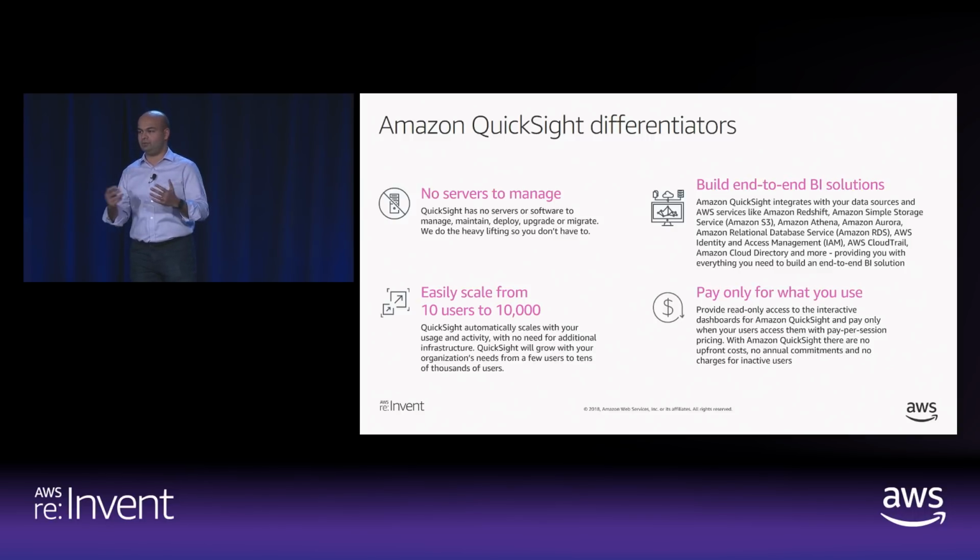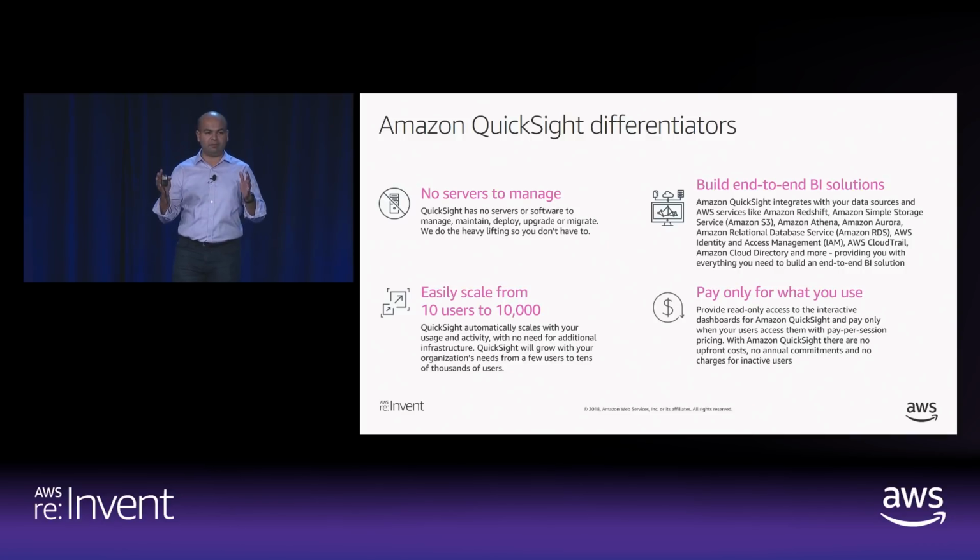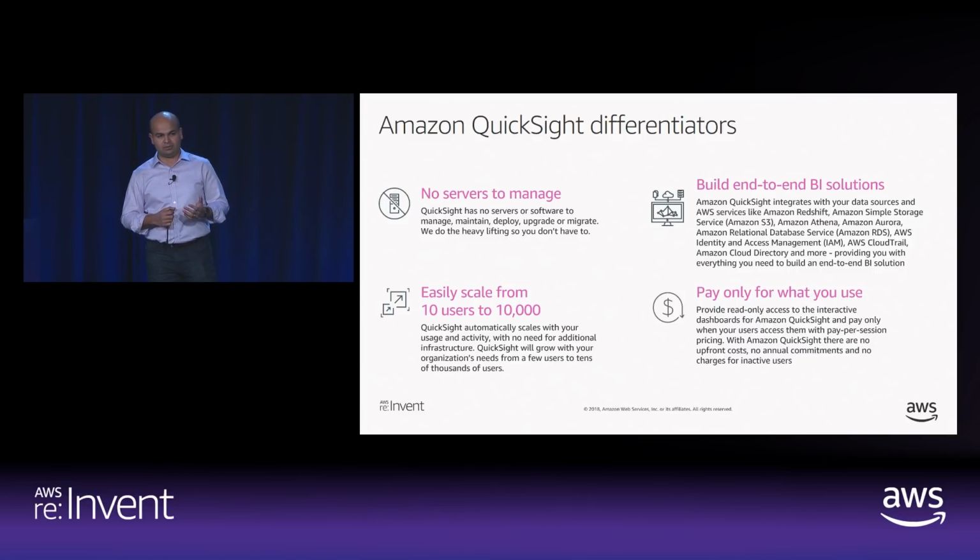There are no servers to deploy. There is no client for QuickSight. Everything's on the web browser, so you can access it from any platform. Now, being serverless, QuickSight scales to your needs. So what this means is that whether you have 10 users or you want to expand that to 100 or thousands or tens of thousands, QuickSight scales automatically to the size you want it to.